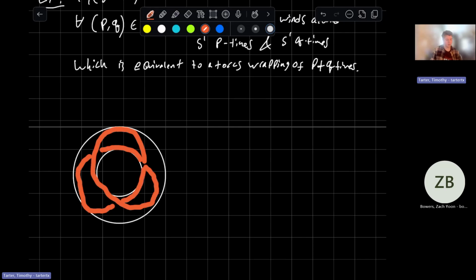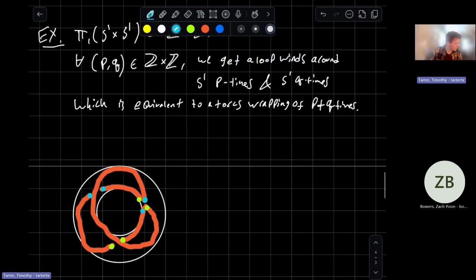Something like this, where we identify this end and this end, and then this end and this end, and this end with this end, and this end with this end, in terms of going over and under. Then this is a torus knot.